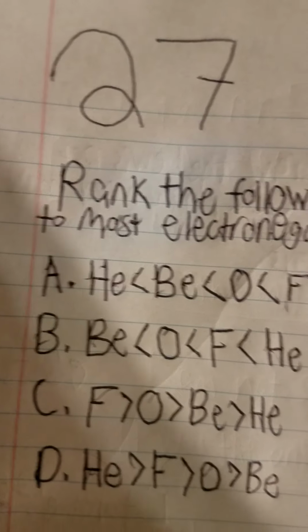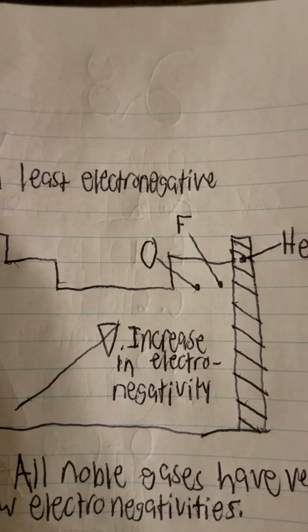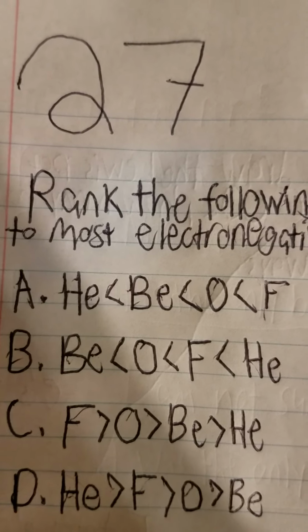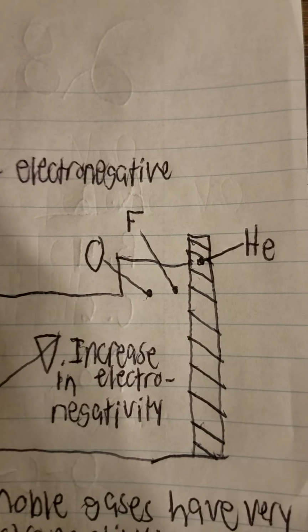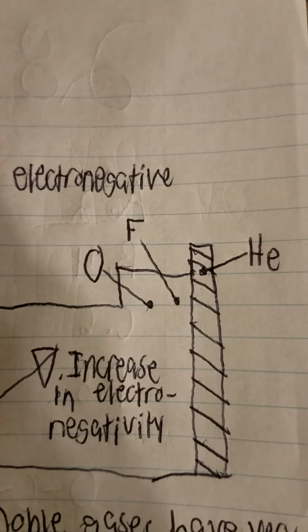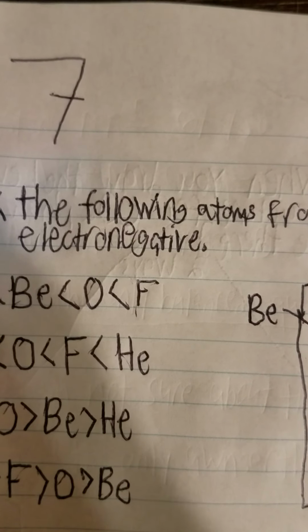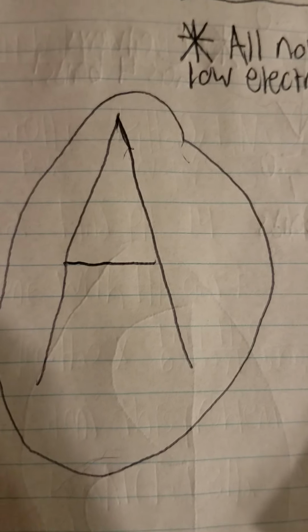solution A. And then Be is the farthest away from the top right-hand corner, so it would go second, just like in solution A. And then O is right behind fluorine, and fluorine is at the top right, so it would go in this order. So our solution to this is A.